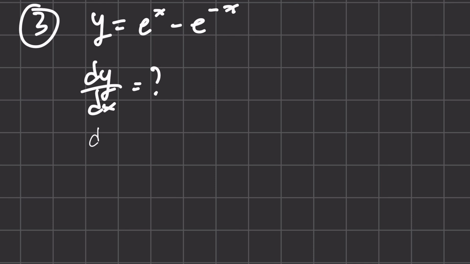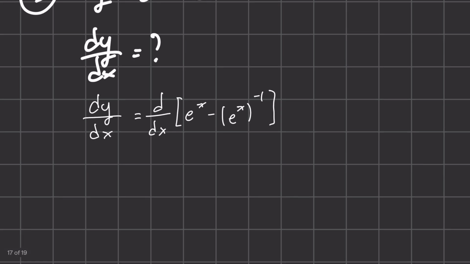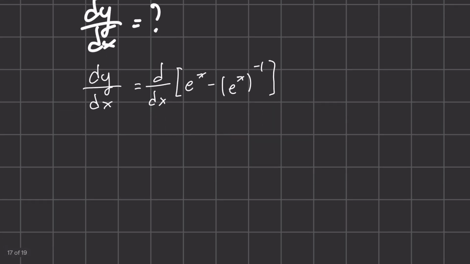So like always, we just apply the derivative operator to both sides. So we get dy/dx is equal to the derivative of e to the x minus e to the negative x. Now, here, I'll just write that here. What you notice is that this is the same thing as e to the x to the power of negative 1 by the exponent rule.